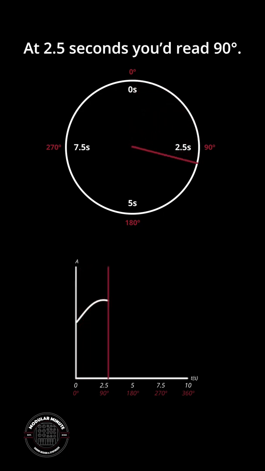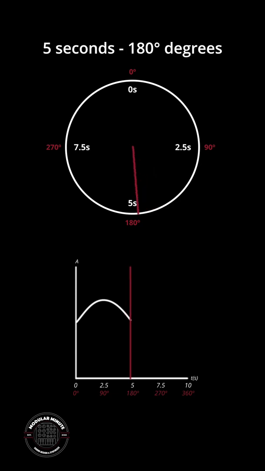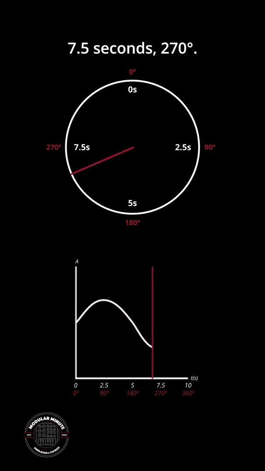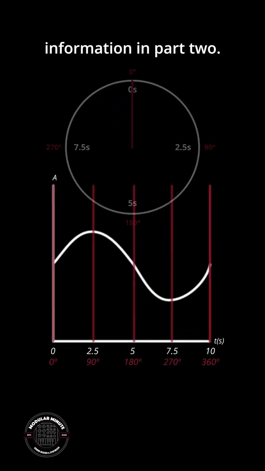At 2.5 seconds, you'd read 90 degrees. 5 seconds, 180 degrees. 7.5 seconds, 270 degrees. We'll talk about how we can interpret this information in part 2.